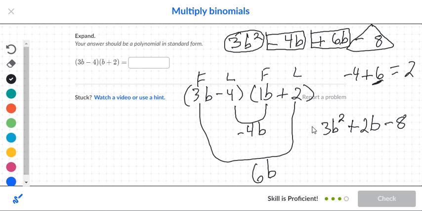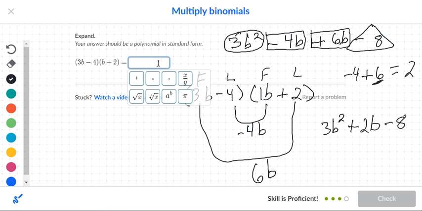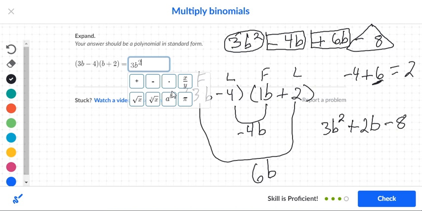So I'm going to start with the 3b to second. That's the only circle I have. My coefficients are negative 4 plus 6. That's a positive 2, or positive 2 letter B, and then the negative 8. So I'm going to say 3b to the second, space bar, plus 2, then letter B, then the minus sign, and then the 8. So we have 3b to the second plus 2b minus 8, so it is written in standard form.